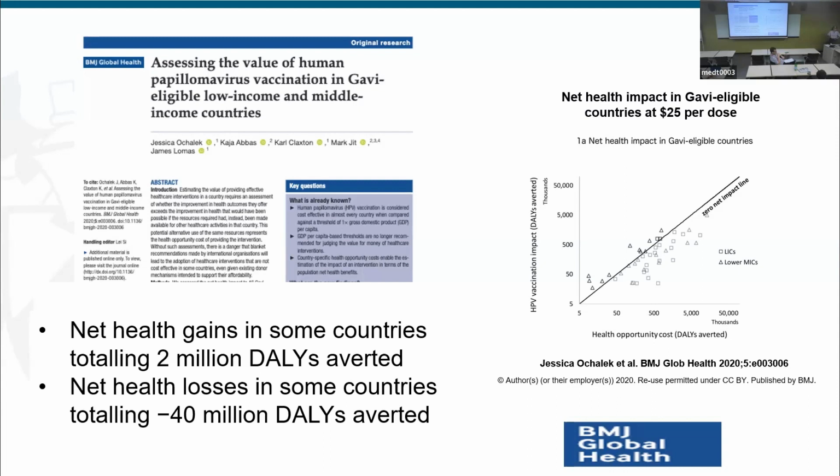And the distance between the line and the marker is the scale of the net health loss that would be incurred in each country. And so what we can see is most countries, if they had to pay the market average price, would see a net health loss if they were providing this intervention. But there would be a net health gain in some countries, and that would total 2 million. So across all countries, this would be quite a poor use of resources if we were taking the net effectively.